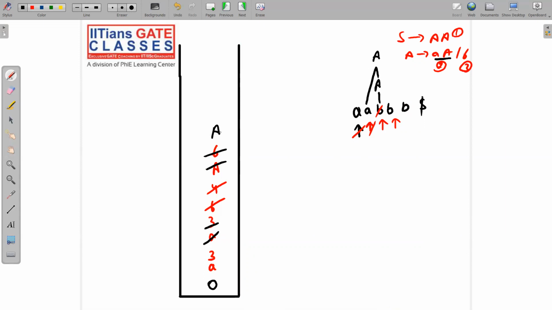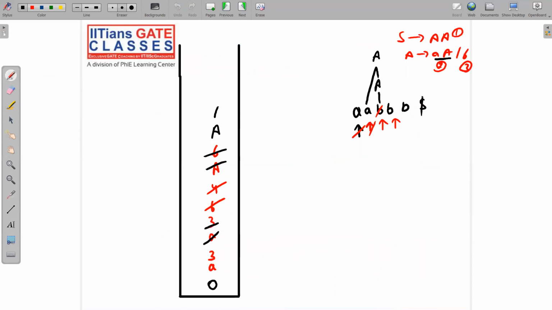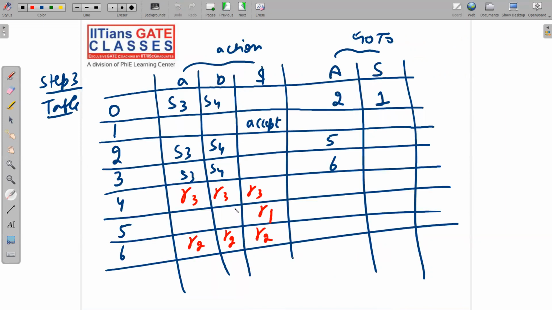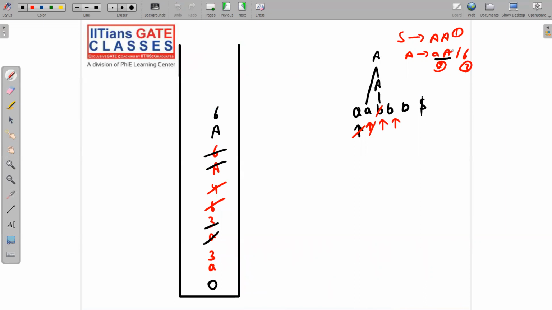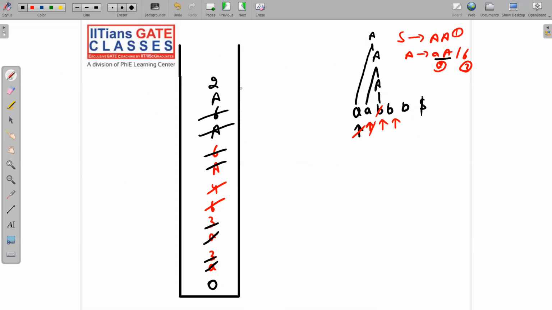Now 3 on capital A, see here, state number 6. We will put here state number 6. Now on state number 6, say properly, we have read this small b. So state number 6, small b, R2. R2 means the same thing: AA is reduced to A. Now we will pop 4 symbols from the stack and push LHS, that means capital A. Now 0 on capital A, go to state number 2. We will go to state number 2, 2 on small b.